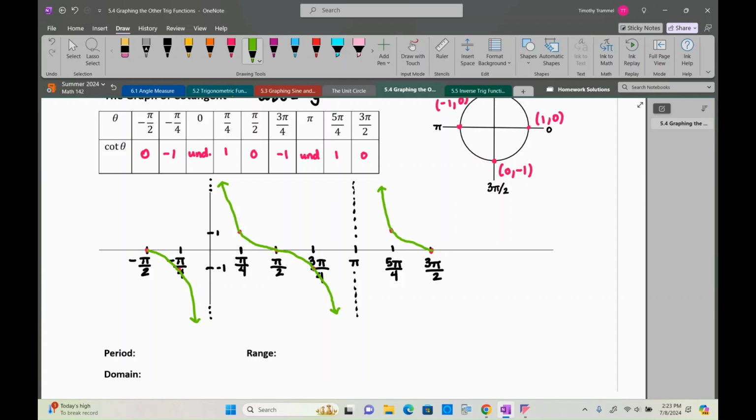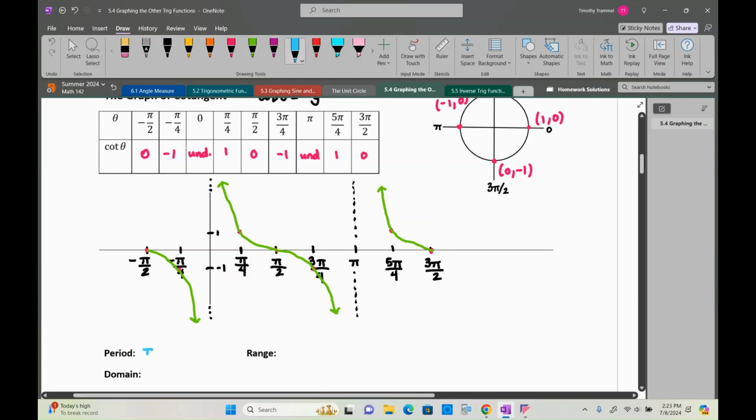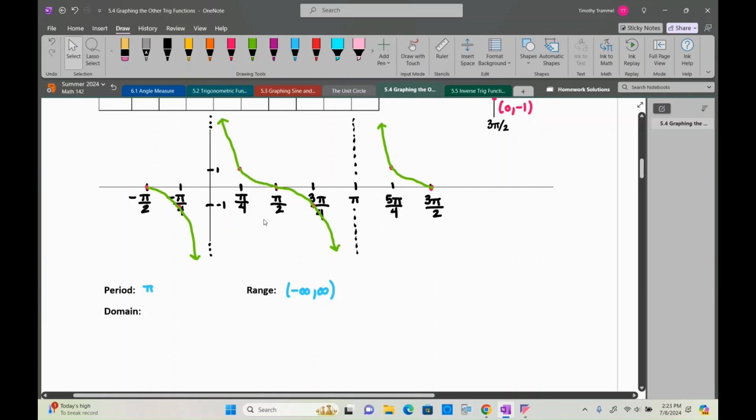So we can go in and we can fill in the period, the range, the domain here. So again, the period we said was pi. The range is still all real numbers. We have those vertical asymptotes. And then lastly, the domain. So this one's a little bit easier to write than the last one.